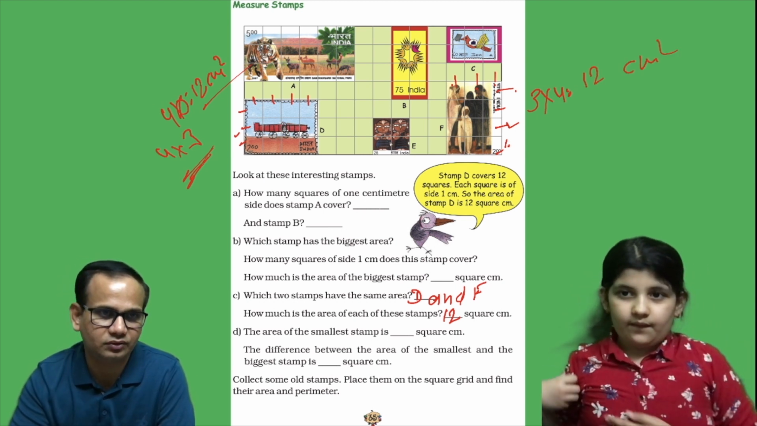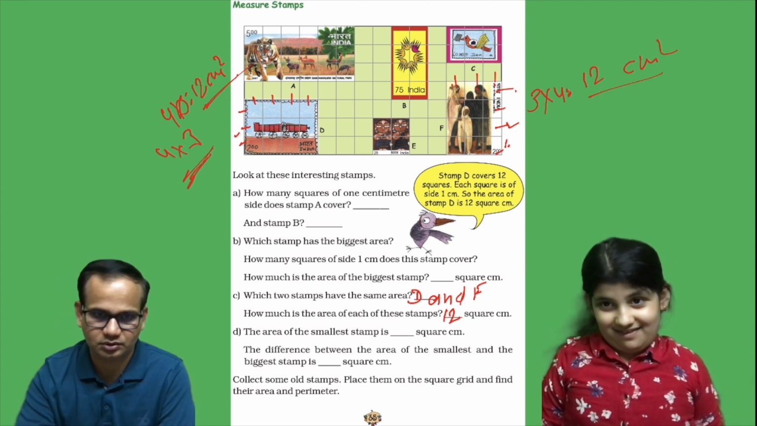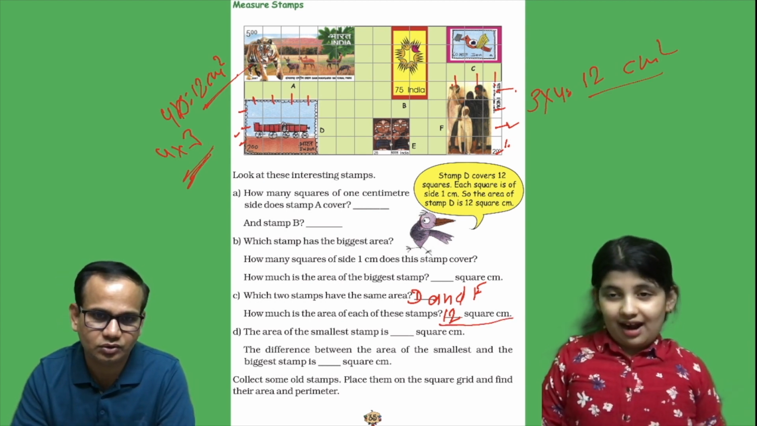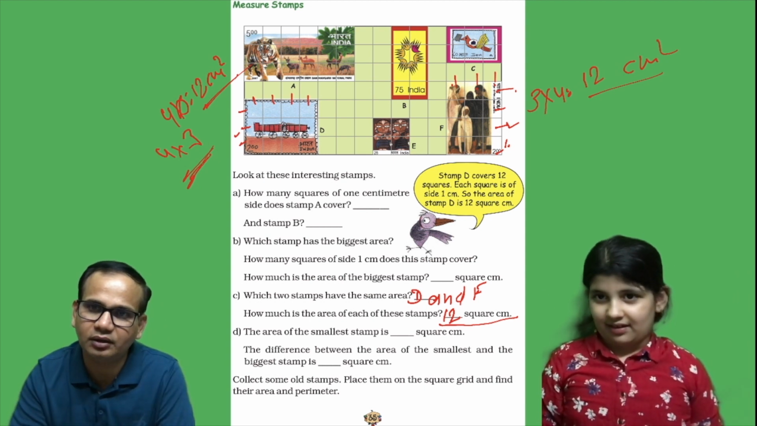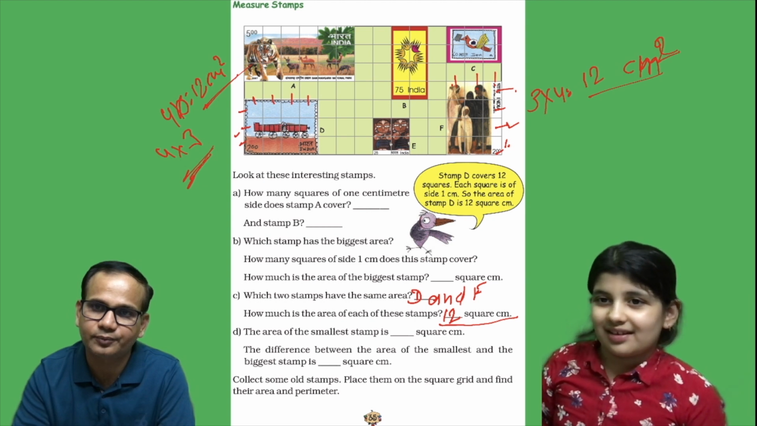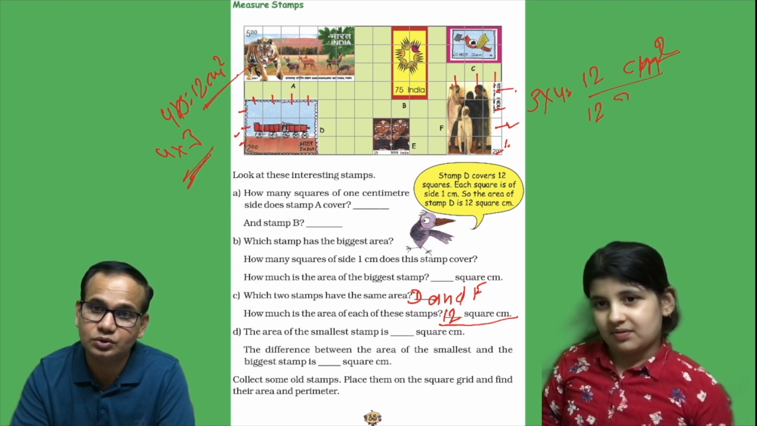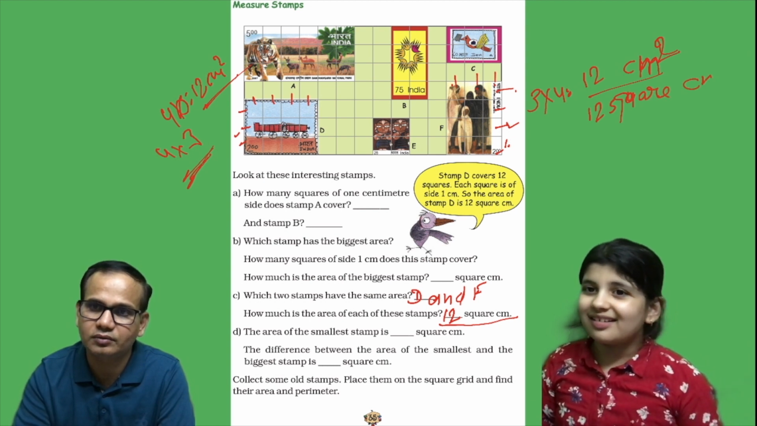I said wrongly 12 centimeter. I said 12 square centimeter. 12 square centimeter, okay? But you wrote 12 angle. Where is the angle? You should have 12 cm square. And after 12, square centimeter, right? Understood now?